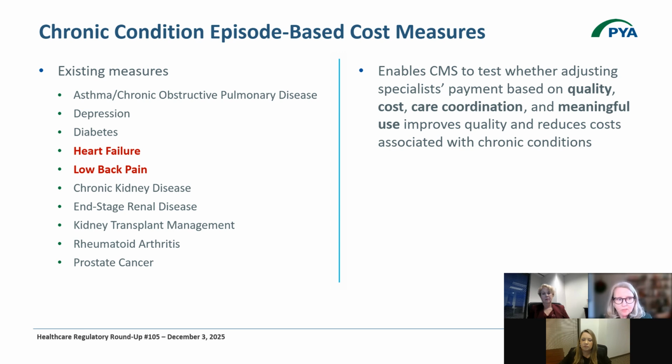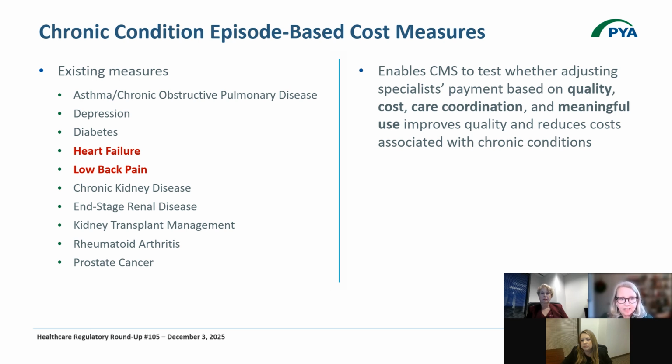So where this alternative payment model originates is in the MIPS cost category and CMS's development over the last few years of chronic condition episode-based cost measures. In fact, CMS has developed 10 such measures, as you see there on the left-hand side of your screen, with the most common chronic conditions.